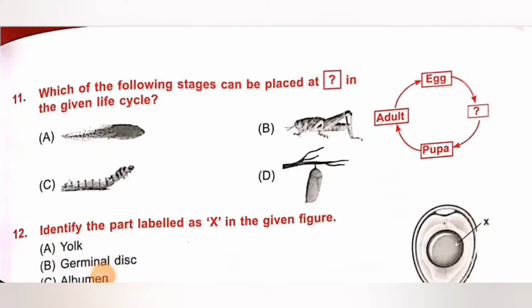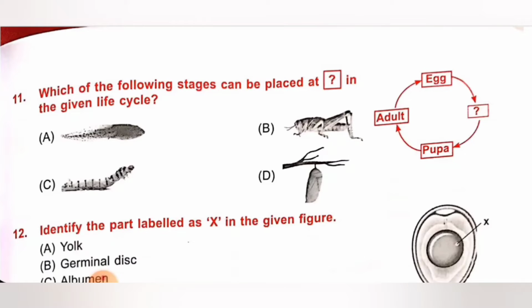11th one. Which of the following stages can be placed at the question mark in the given life cycle? So stage 1 is egg, stage 2 we need to find, then pupa and then adult. So option A, tadpole, B, grasshopper, C, caterpillar, D, pupa. So figure C represents larva which should be placed at the given question mark.